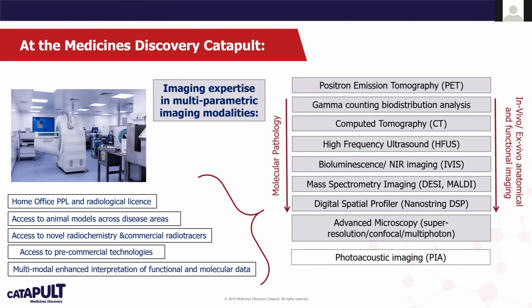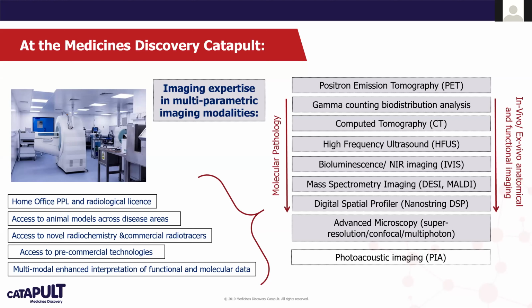Here at the Medicines Discovery Catapult, we have imaging expertise in multiparametric imaging modalities. These range from functional radiological imaging techniques such as positron emission tomography, attaching a radiolabeled moiety; computed tomography to assess anatomical information; high-frequency ultrasound; bioluminescence and near-infrared imaging, attaching a fluorescence or bioluminescence ligand to visualize distribution; and also ex vivo imaging techniques such as mass spectrometry, DESI, and MALDI.